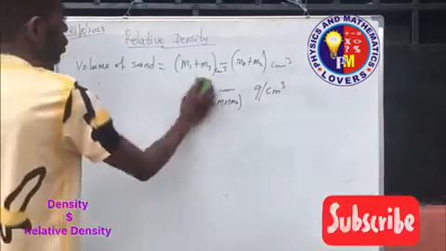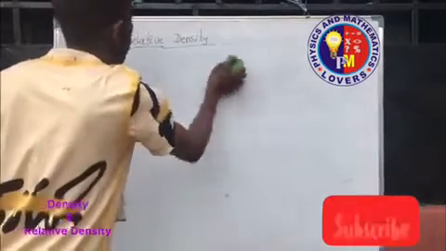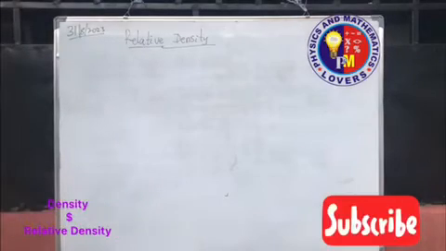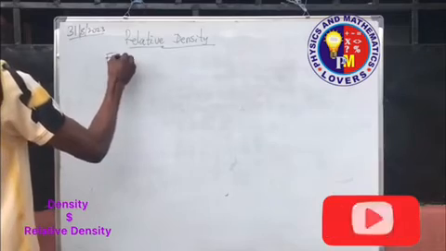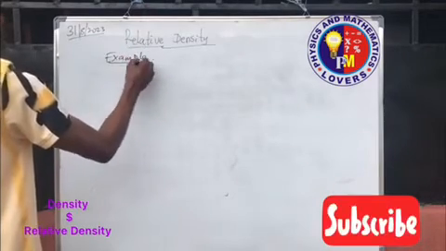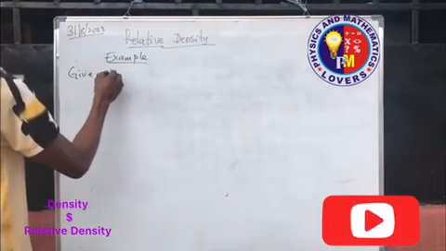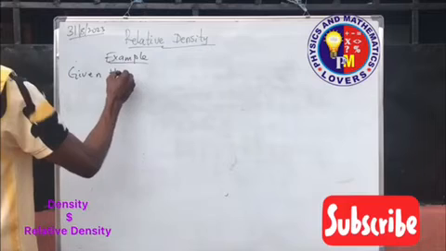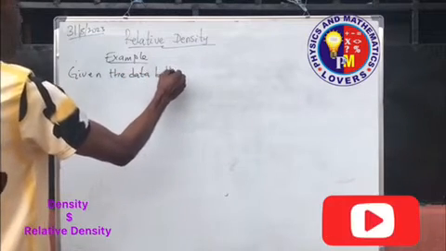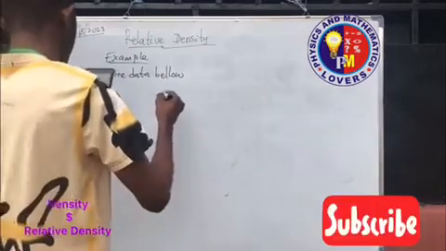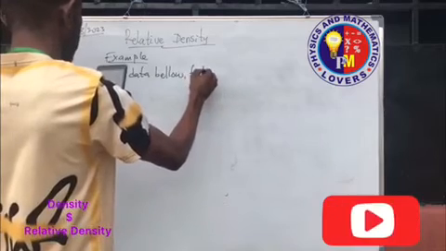So now let's solve one example with this. If I solve one example with this, then on your own you can go home and try. So look at example 1. Given the data below. This is how the question is given. Given the data below, find the density.